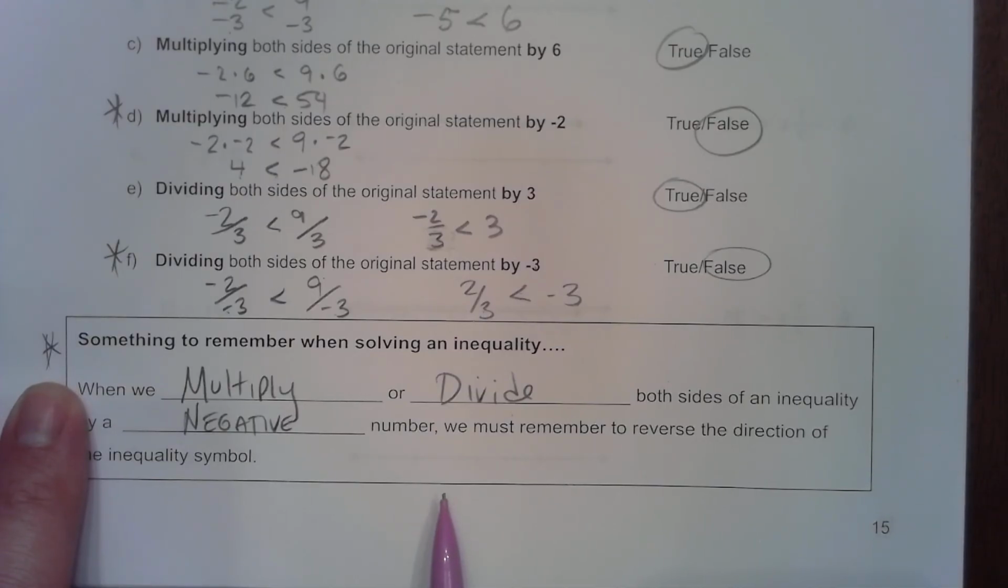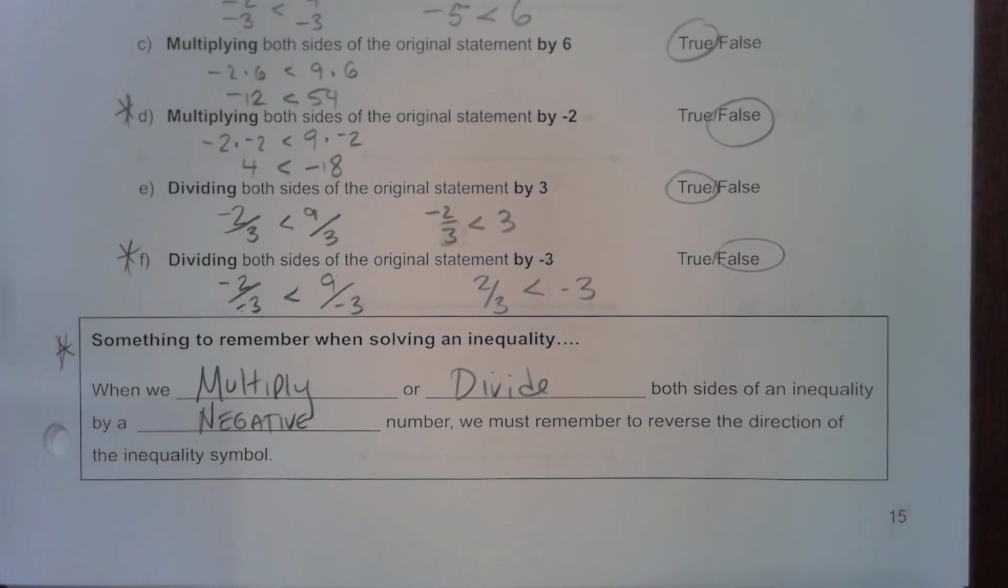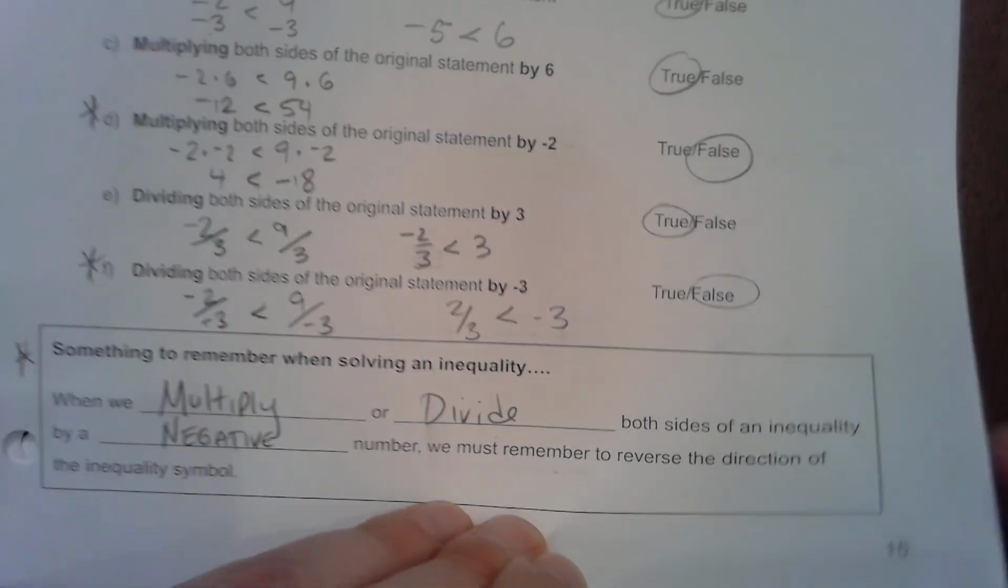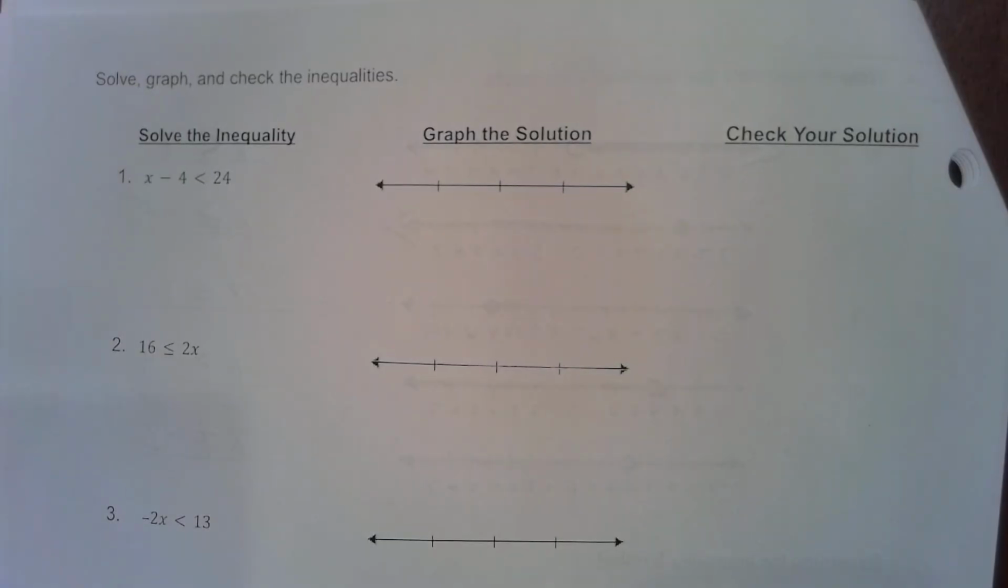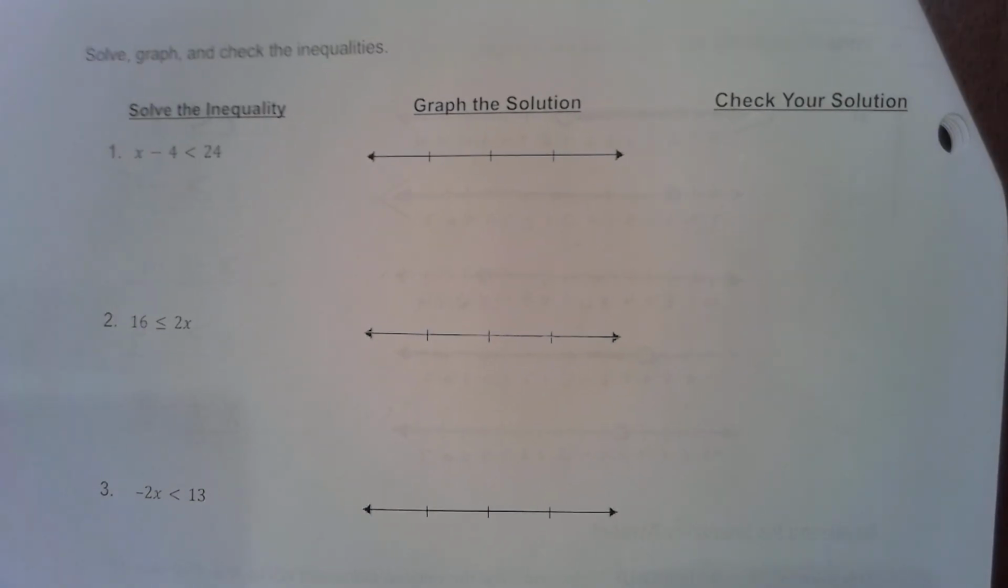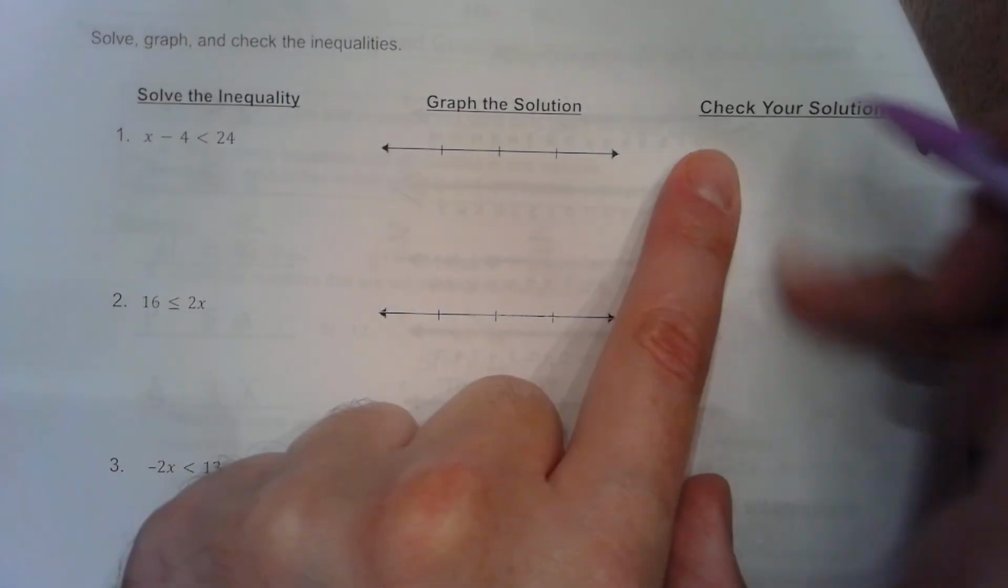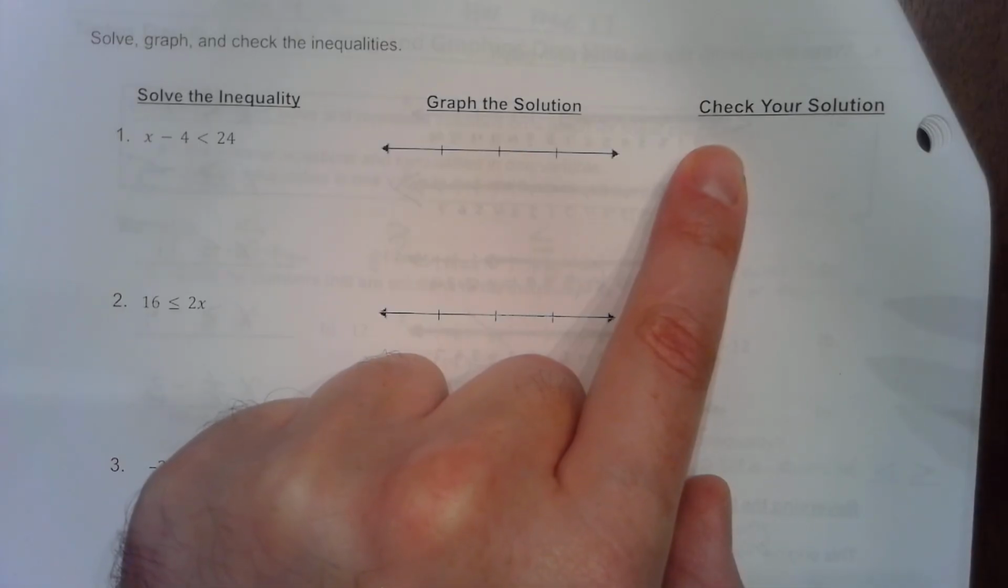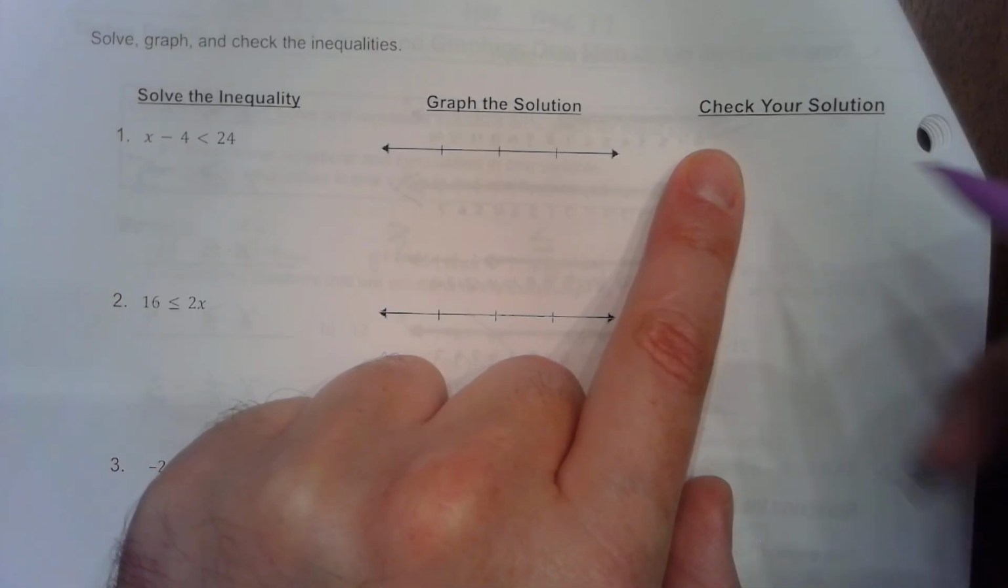This is an extra rule that you need to remember, and no one's going to remind you about it. This is what makes this a little bit more complicated than solving an equation. Turn to your last page of notes, please. On this page, we're going to solve, graph, and check inequalities. When we check an equation, we plug it in inside of parentheses and we make sure both sides are true.